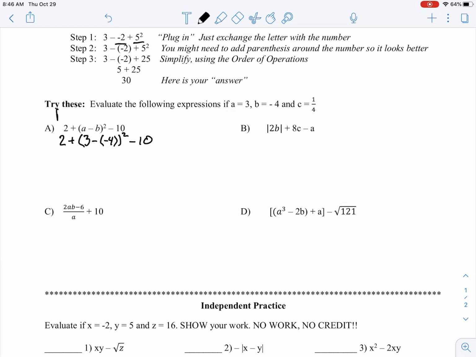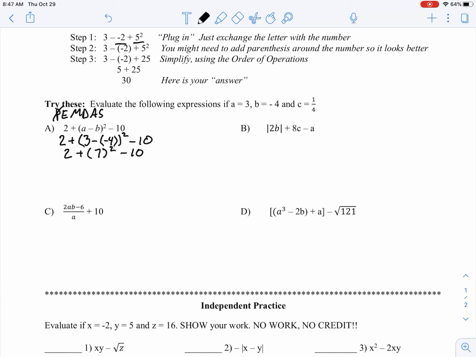All right, so now we're doing order of operations. I'm probably going to stop doing this here soon, but I'll write down and cross out as we go. So we've got some parentheses we need to do, right? So first we're going to take care of, we get 2 plus, and then we have 3 minus -4. So remember, subtracting negatives is really adding positives. So 3 plus 4 is going to give us 7 squared and minus 10.